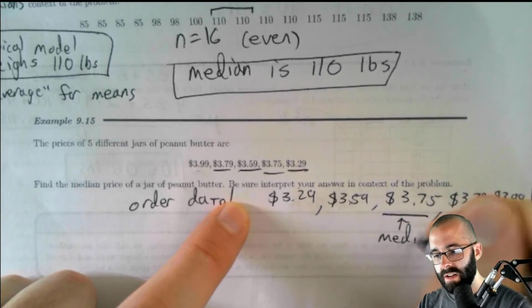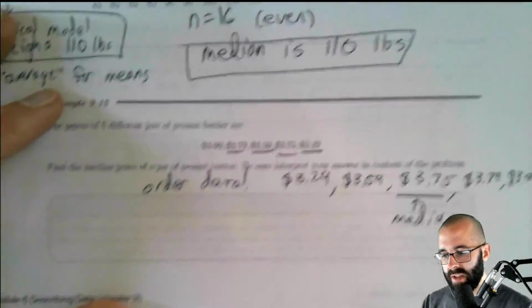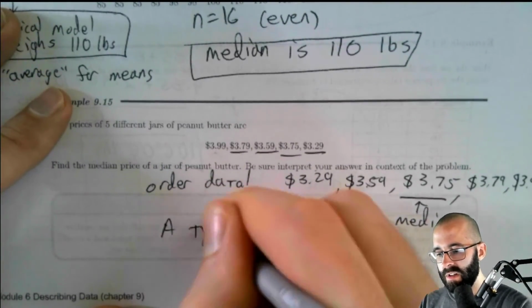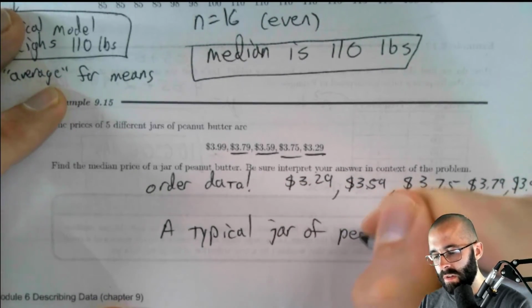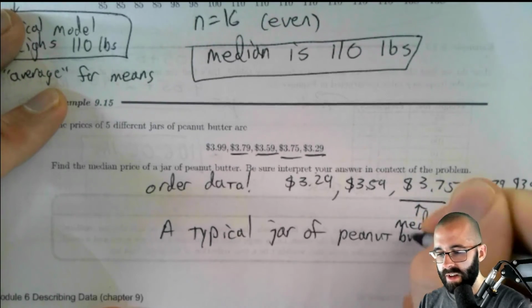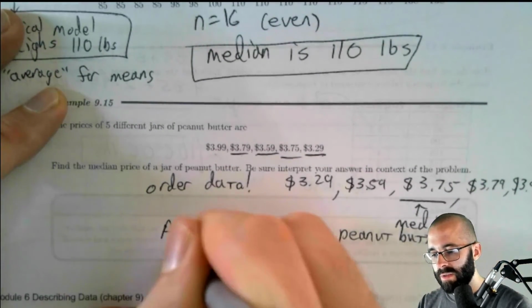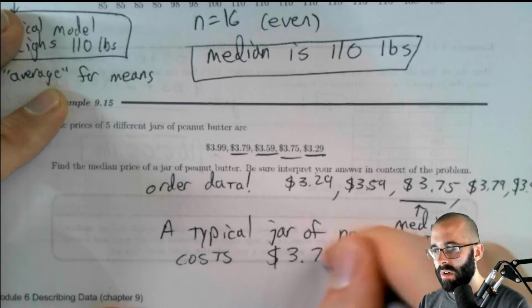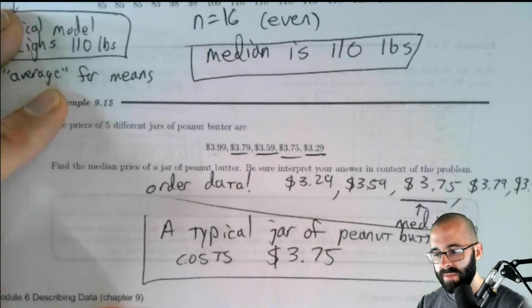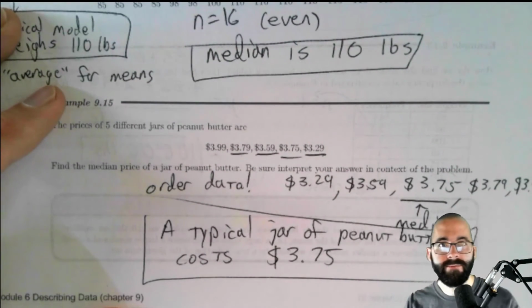Median. So we'll say a typical jar of peanut butter, according to this data, costs $3.75. Voila. And that's how we do it.